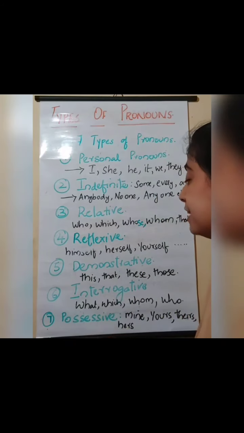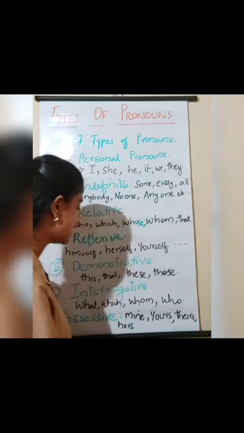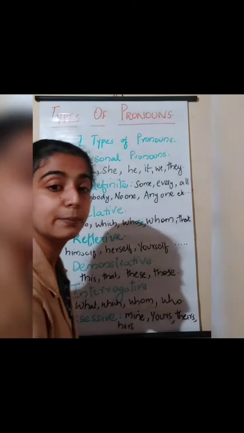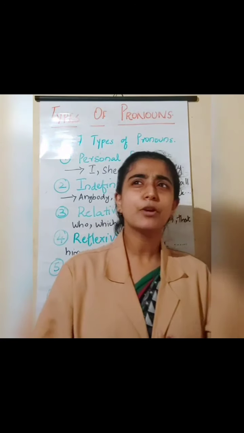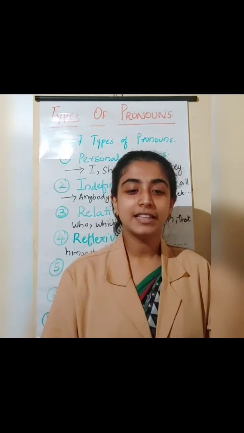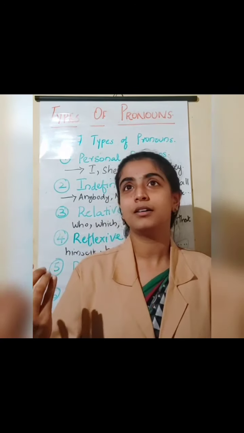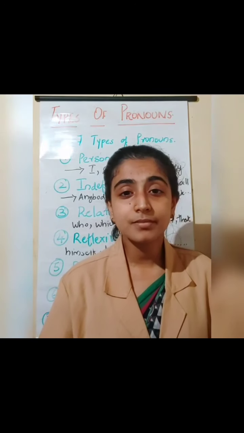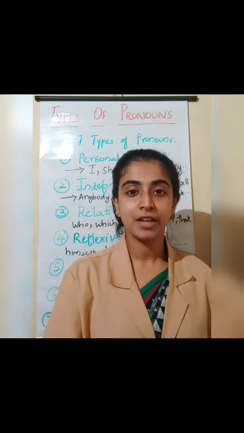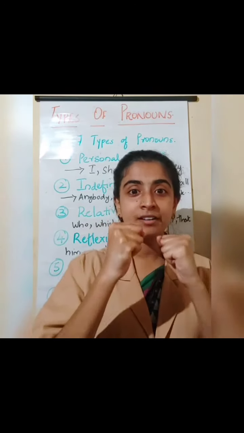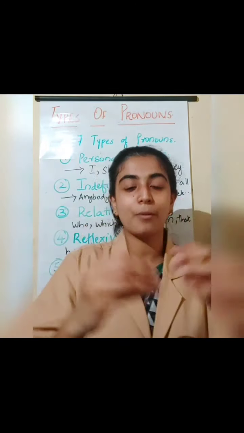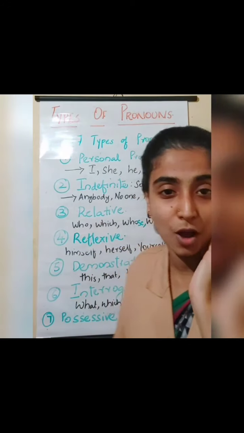Now the seventh, the last one, children, it is possessive. What do you mean by possessive pronouns? Possessive pronouns are used to show who owns something. If you are the owner of something, if you want to mention it, you'll be using the possessive pronouns.